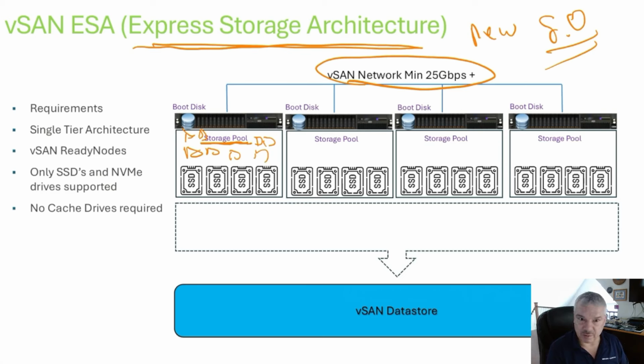This is supposed to be faster, taking advantage of some of the faster network cards and stuff. There are some requirements. As I mentioned, it's a single tier architecture. Right now, as of doing this recording, only vSAN ready nodes are supported, so there are only a handful of devices that are supported, so you want to watch out for that. Only SSDs here, no mechanical hard drives. And the nice thing here is no cache disk is required.